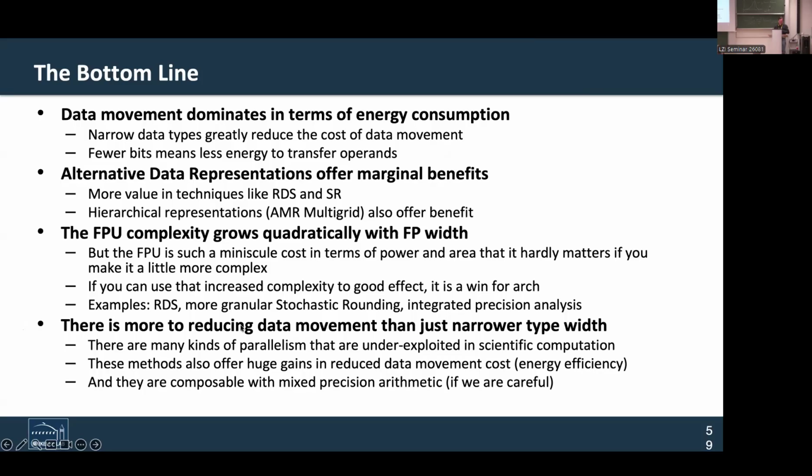And there's more to reducing data movement than just a narrower type width. That's my pessimism part: this is a good solution, but we have to pull out all the stops and look at all the solutions that reduce data movement. There are a lot of other techniques. This is one really good technique, but there's other stuff that we can combine with it, and these are composable techniques. So let's look at it. So that's it.